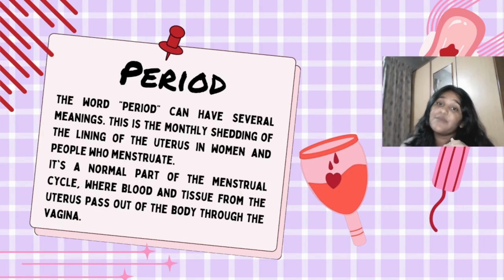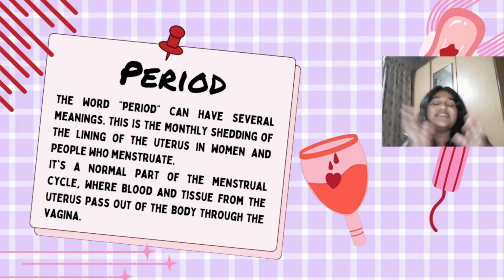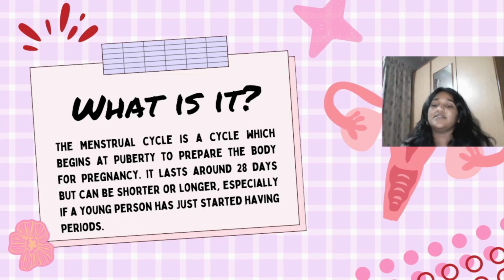Then we have something called a period. So what is a period? The word period can have several meanings. This is a monthly shedding of the lining of the uterus in women and people who menstruate. It's a normal part of the menstrual cycle where blood and tissue from the uterus pass out of the body through the vagina. Okay. What is the menstrual cycle? The menstrual cycle begins at puberty to prepare the body for pregnancy. It lasts around 28 days but can be shorter or longer depending on your body structure or your body weight. If a young person has just started to have periods, that's when you can count from 28 days onwards.